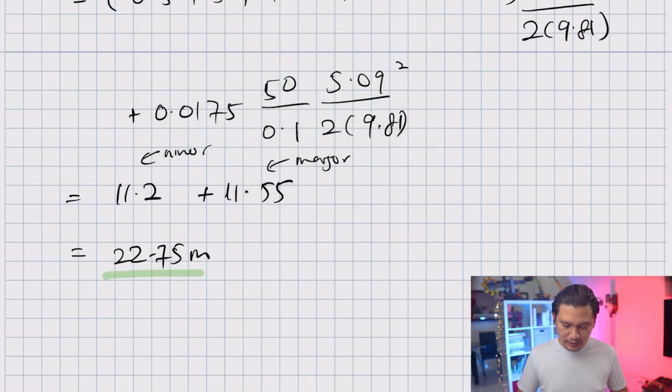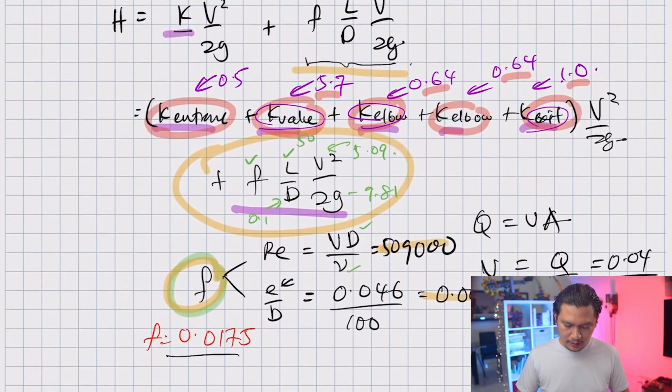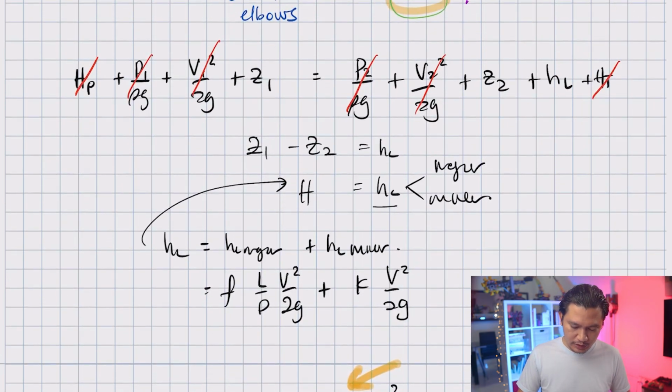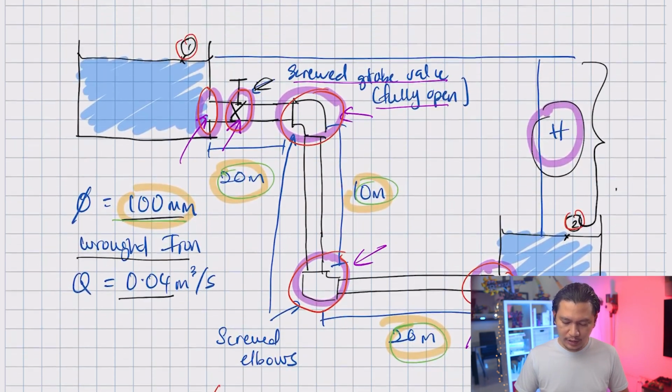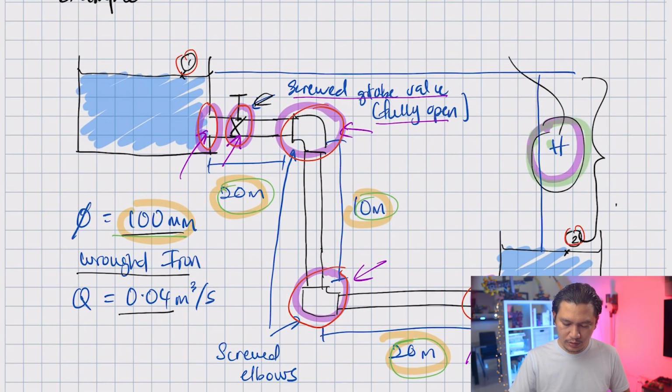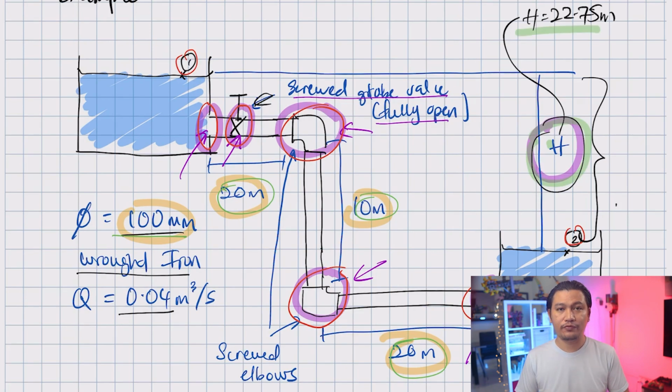Now you can see that in this particular problem, the major loss is slightly higher than the minor loss. And the total is 22.75. That is your total loss, and your total loss is the same as H. And we are looking for H. So our H is equal to 22.75 meter. Alright, and that is how you find minor loss together with the major loss.